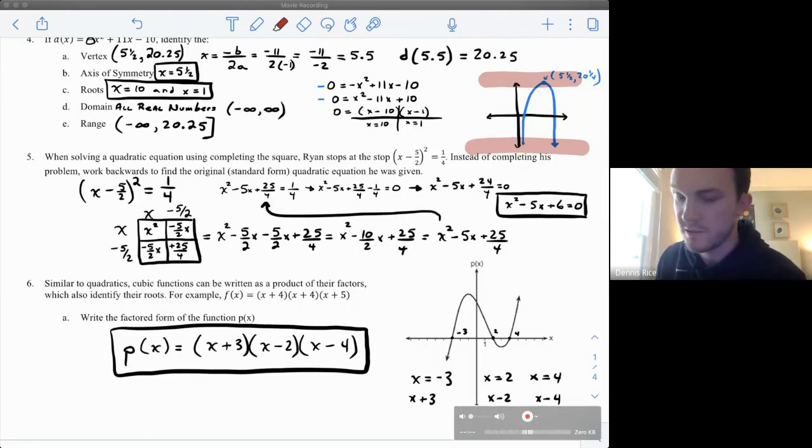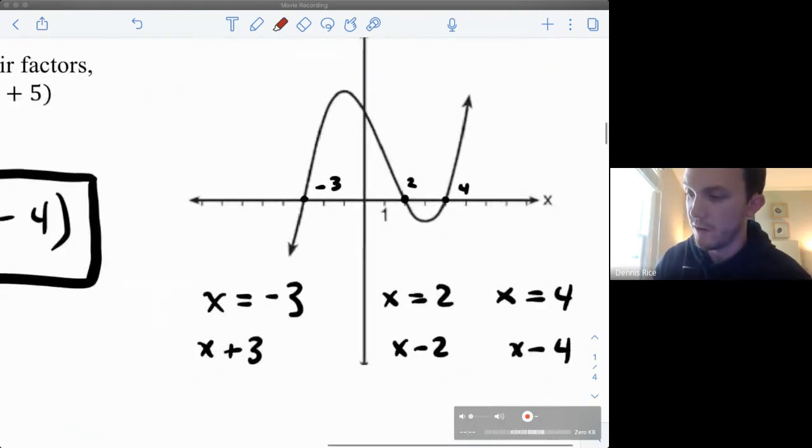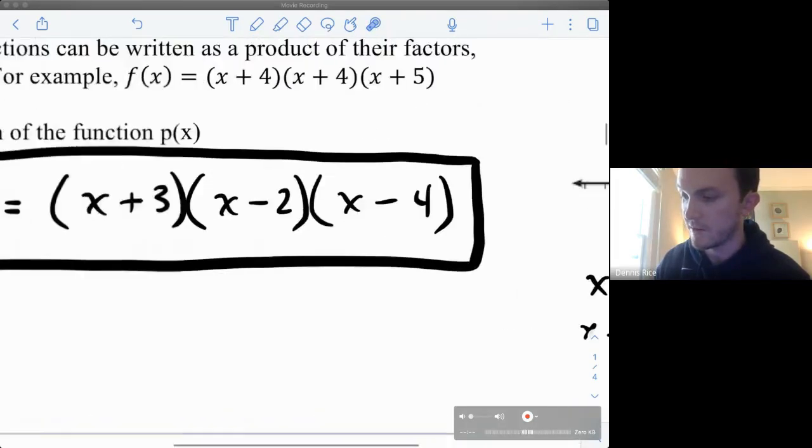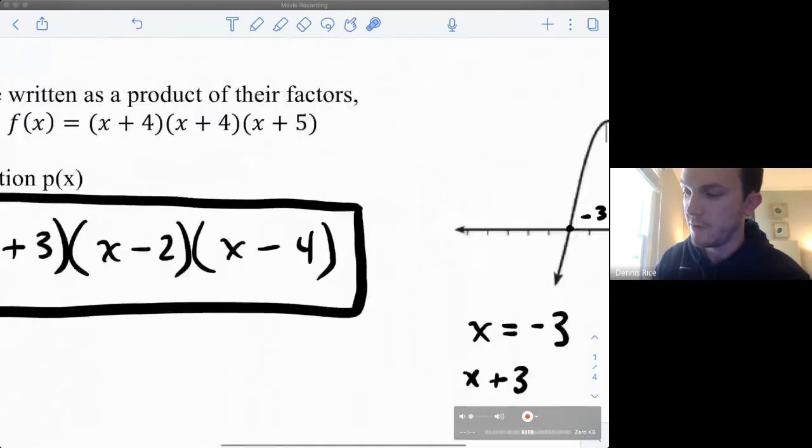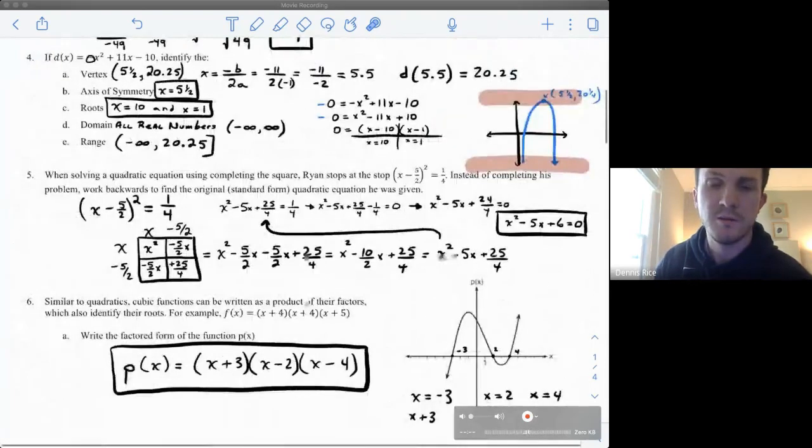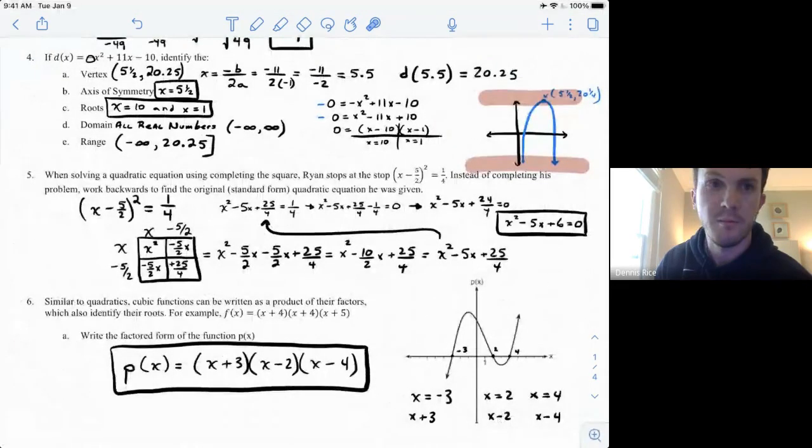And let me just finish 6. Sorry for whoever has a question. For number 6, we write down what the roots actually are. We unsolve them, and then that gives us our factors. Okay, questions with the first page. Who had their hand up?